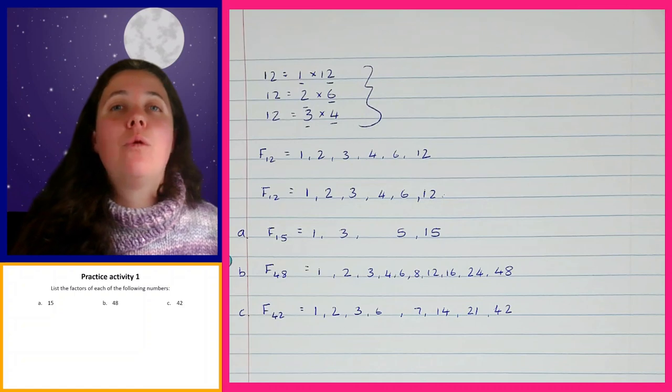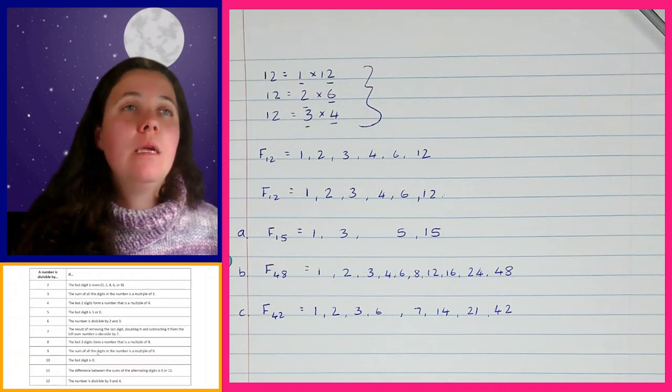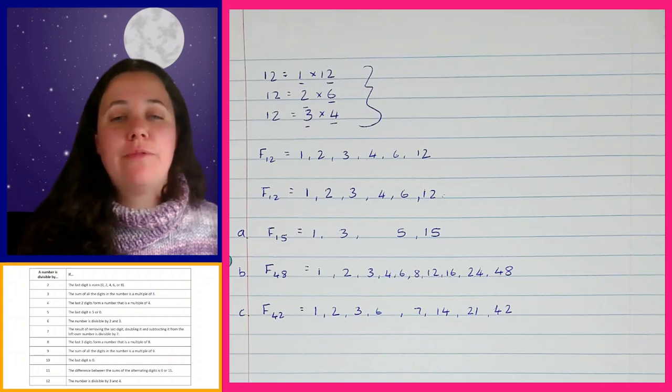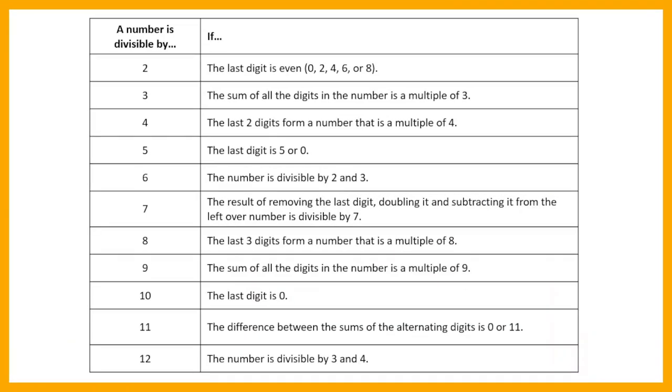So what we're going to use is what we call the divisibility rules. I'm going to show you the divisibility rules, which allow us to find out a little bit more quickly if some of our small numbers, the numbers from 2 to 12, are factors of the number that you're working with.